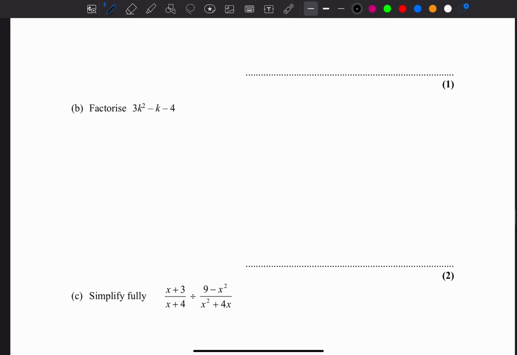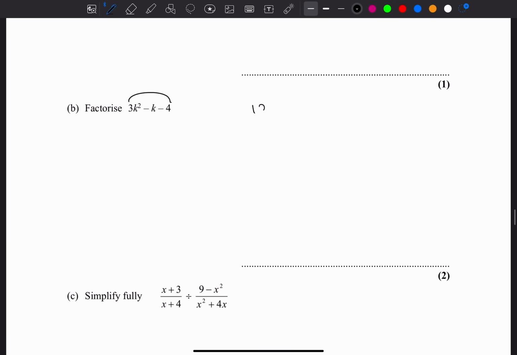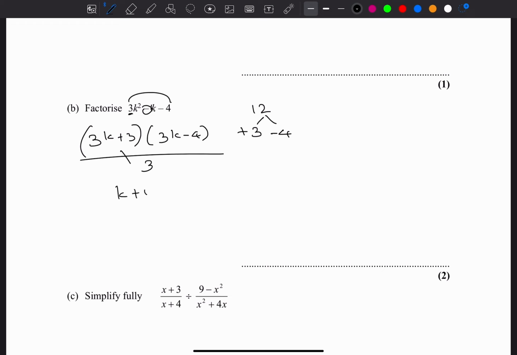How do you factorize this? 3 times 4 is 12. Factors of 12 that make 1 are 3 and 4, but you want minus 1, so minus 4 plus 3. It's 3k plus 3, because it started with 3, and 3k minus 4, everything divided by 3. That will divide that one, which is easier. k plus 1, 3k minus 4 then. Simple.